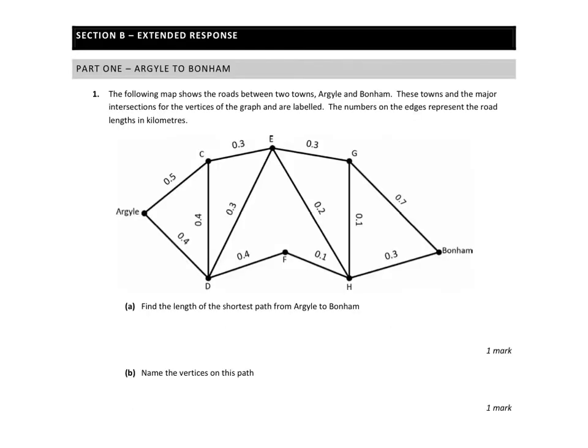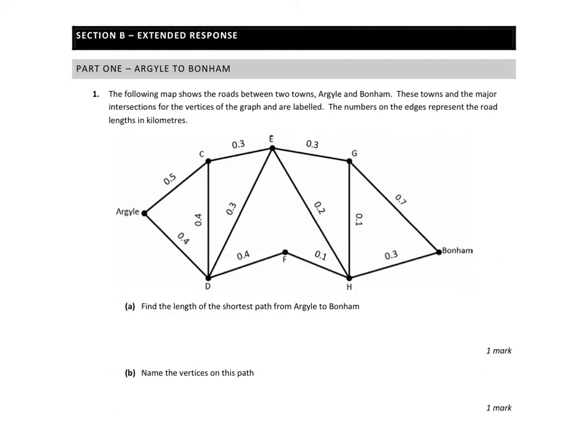Okay, so part 1, question 1. The following map shows the road between two towns, Argyll and Bonham. These towns are the major intersections for the vertices on the graph are labelled. The number on the edges represents the road lengths in kilometres. Find the length of the shortest path from Argyll to Bonham.